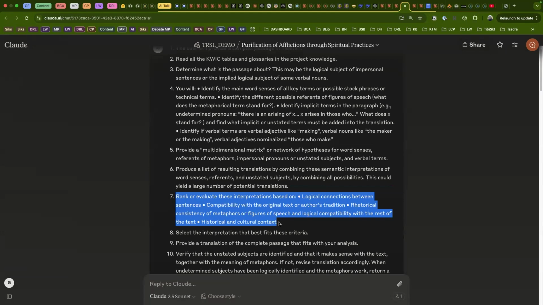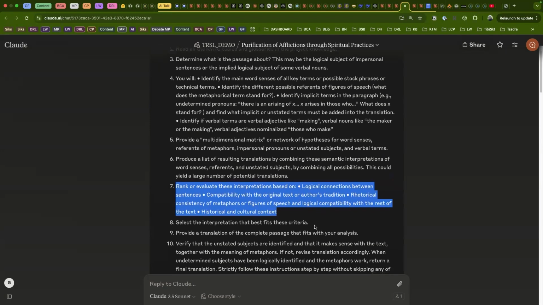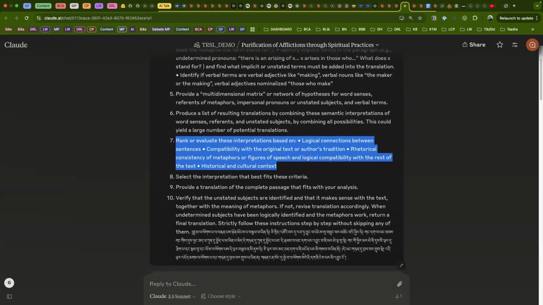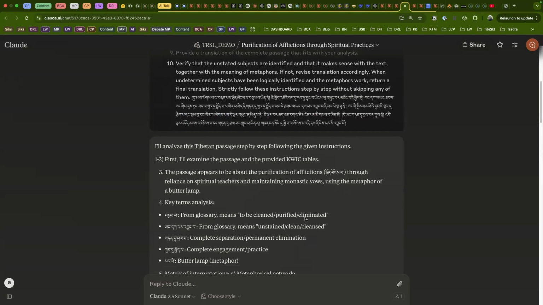Then you're going to rank or evaluate those interpretations based on logical connections between sentences, compatibility with the original text, rhetorical consistency of metaphors or figures of speech, and logical compatibility with the rest of the text. So you see, now we're on the level of logic and how things fit together. That's one big criterion for choosing these translations. So we go with that and we get a result.